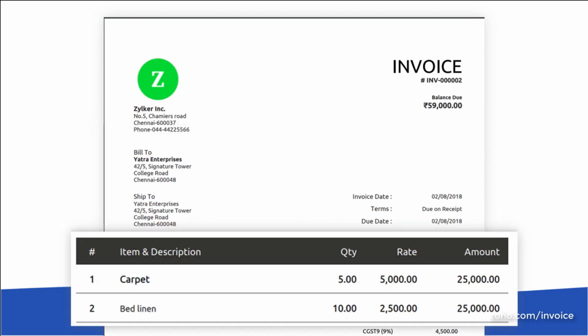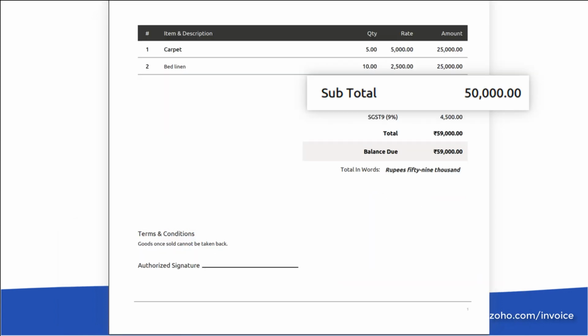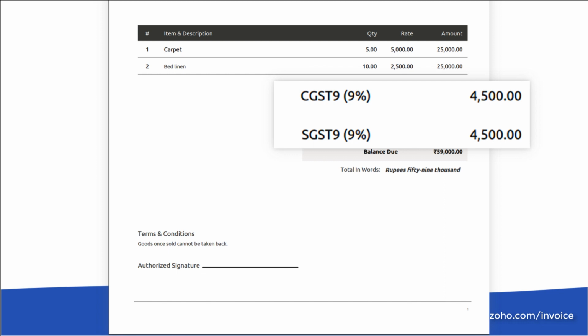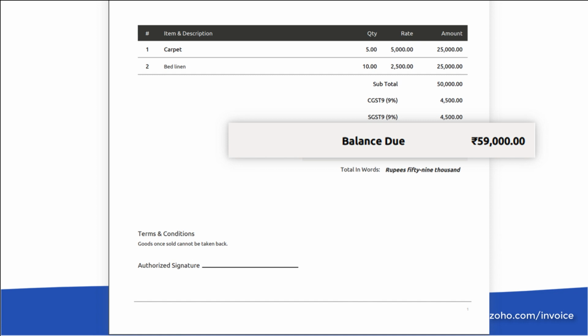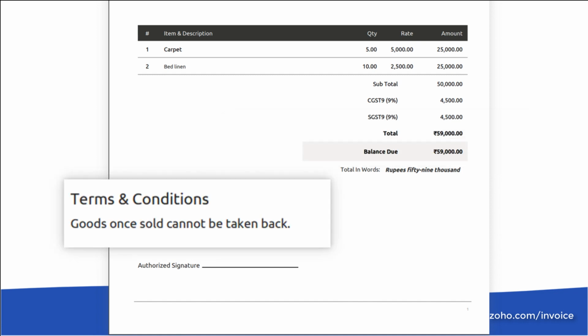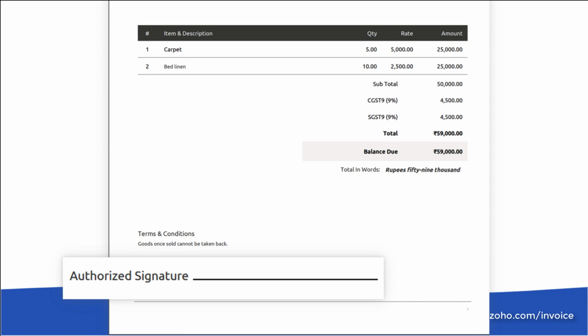The details of the items being sold, such as name, quantity, rate, and amount. The subtotal. The tax that is levied on the items. The total invoice amount. Balance due. Terms and conditions. And the authorized signature.